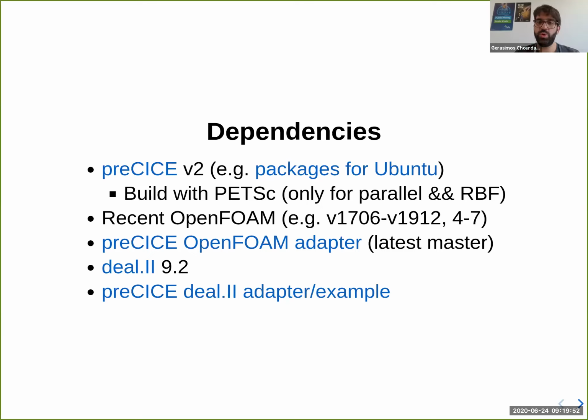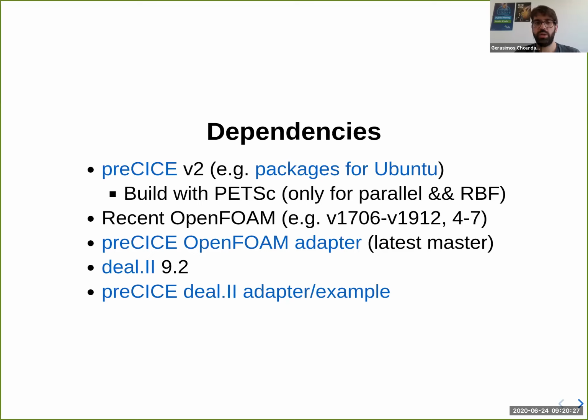If you're using Ubuntu 20.04, you can simply get the Ubuntu package that we have for preCICE version 2. It's built with PETSc. And in a later release, you will not even need PETSc to run this in parallel in a single node. Then you need again OpenFOAM, a recent version, the latest OpenFOAM adapter. We will use deal.II 9.2 and the deal.II adapter that we have.